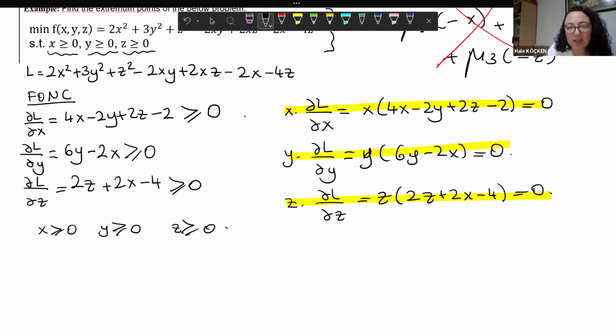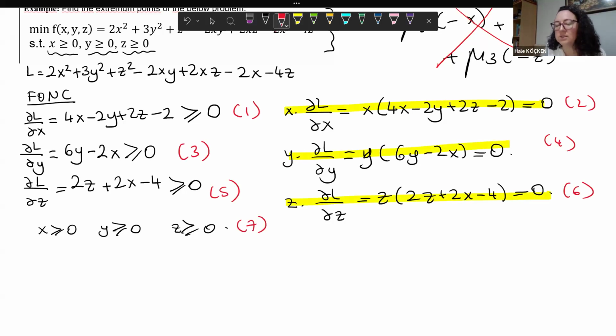Okay, so say that we name these conditions 1, 2, 3, 4, 5, 6, and say that all of them are 7. So it is obvious that you will use the constraints 2, 4, and 6. How can you use them? Of course, by multiplying them, as 4x squared minus 2yx. It will be really complicated.